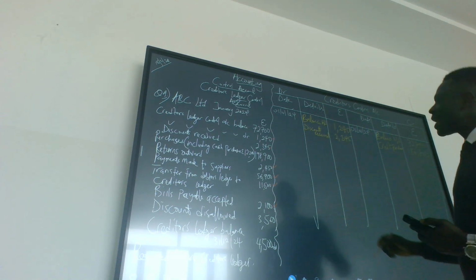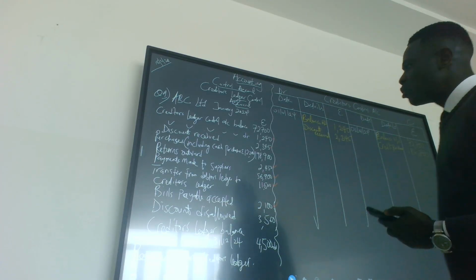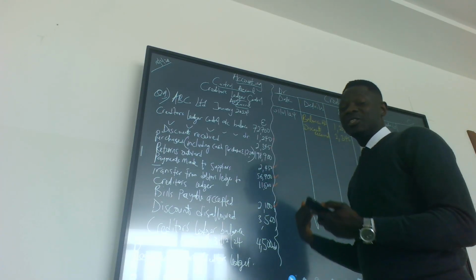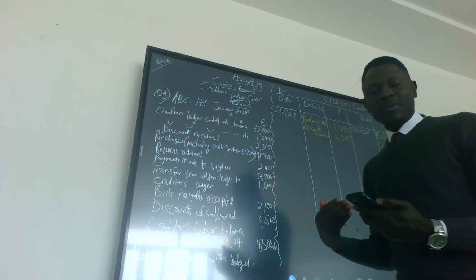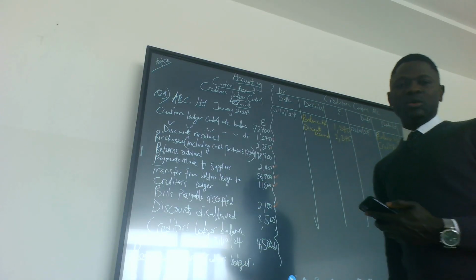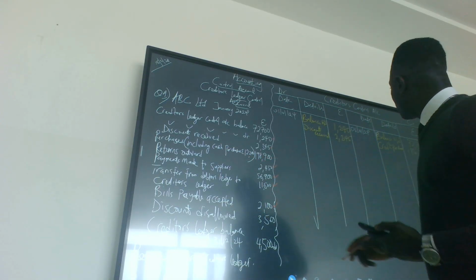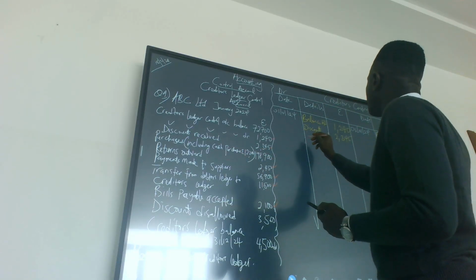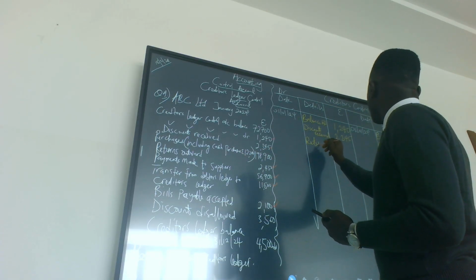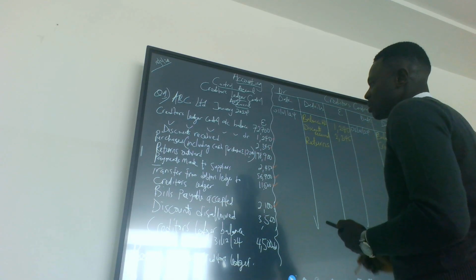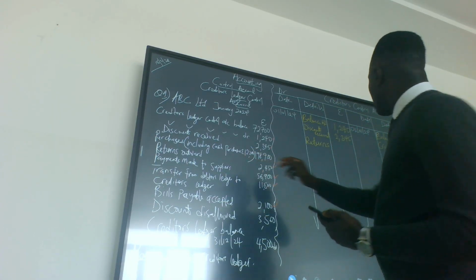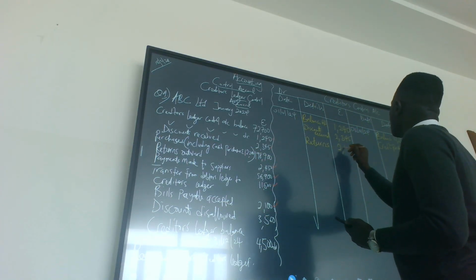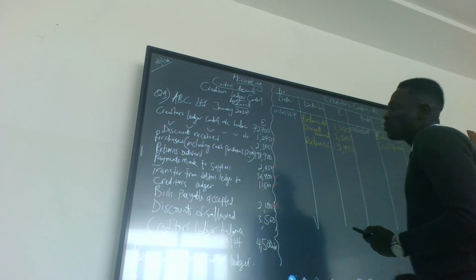186,700. The next item is return outward. Return outward is going to be on the debit side because the credit supplier has received the goods. So return outward, or purchases returns, is 2,450.